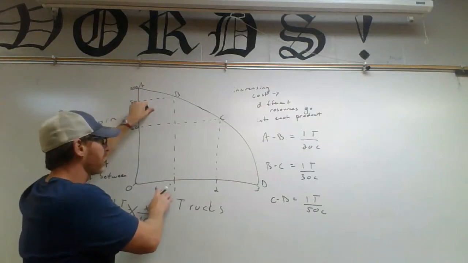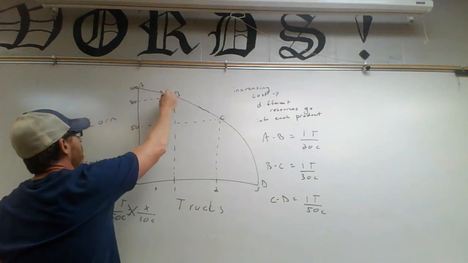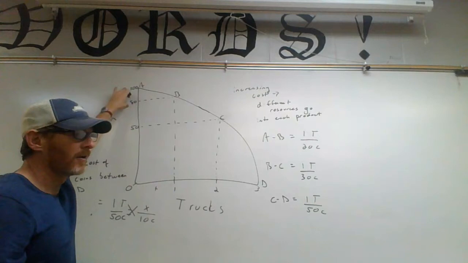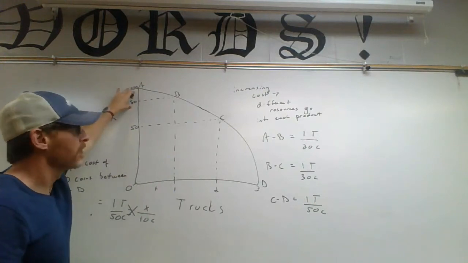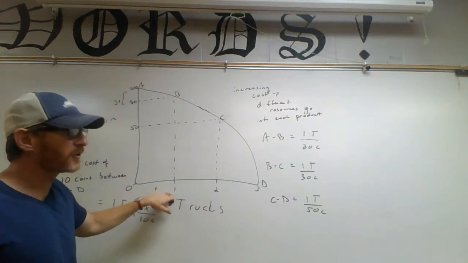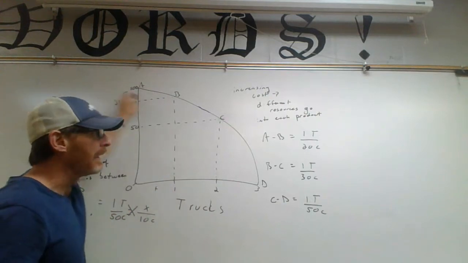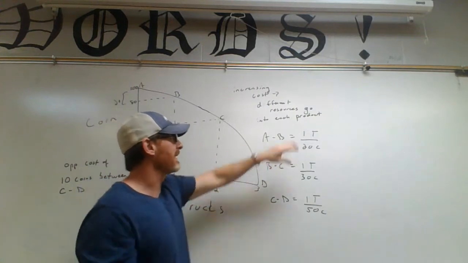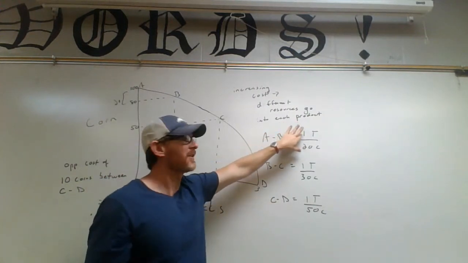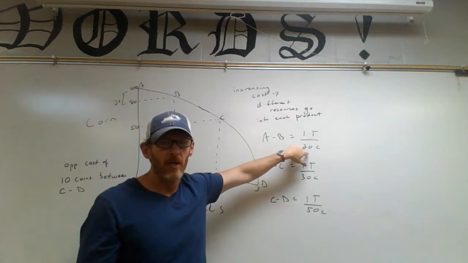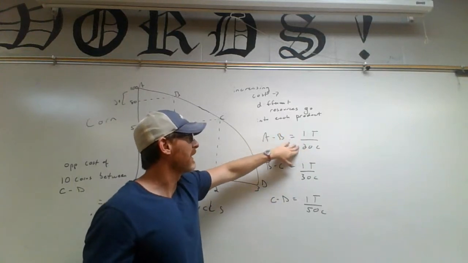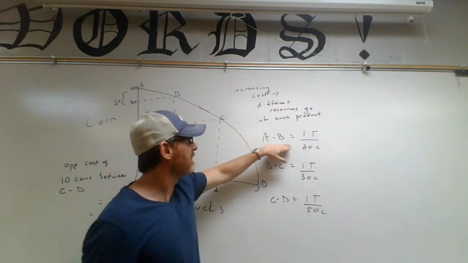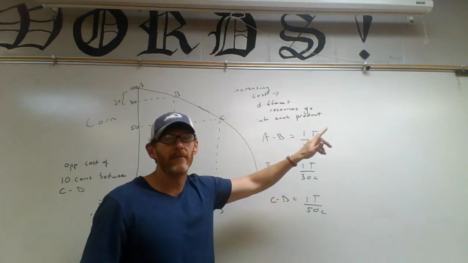So 1 truck gave us enough resources to make 80 corns, which means we lost 20 corns, right? We went from 100 to 80. So the opportunity cost of making the first truck was 20 corns. I put it here between A and B. The resources that go into making 1 truck are the same resources that go into making 20 corns. So to gain 1 truck, we had to give up 20 corns. Or you could also say to gain 20 corns between A and B, you had to give up a truck. It goes either way. It doesn't matter.